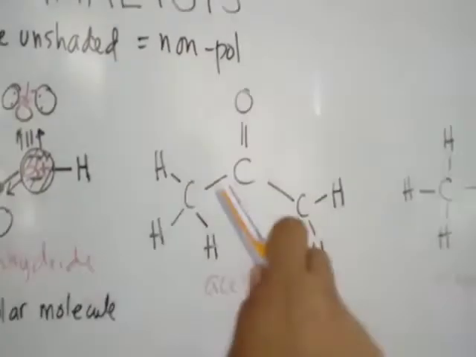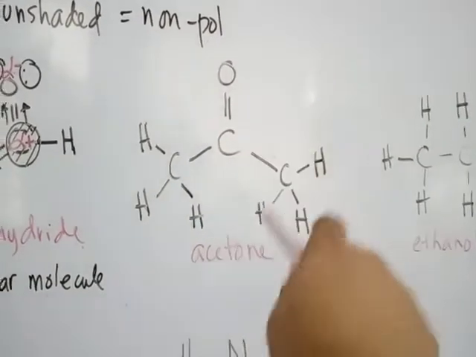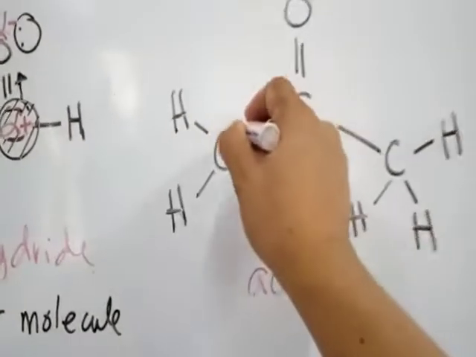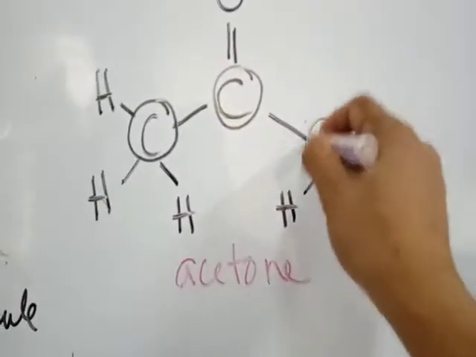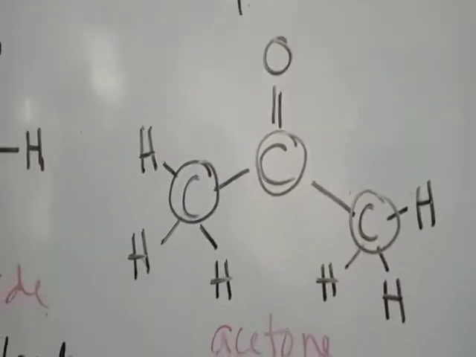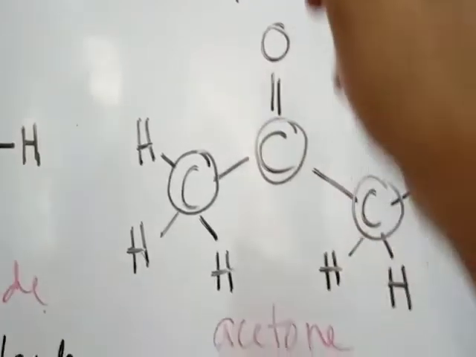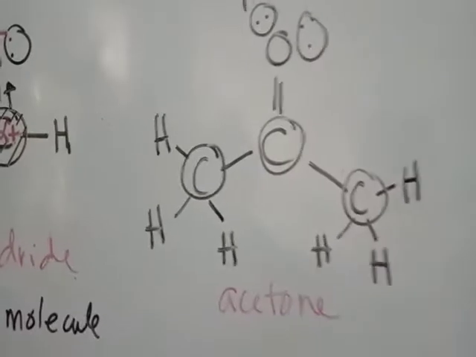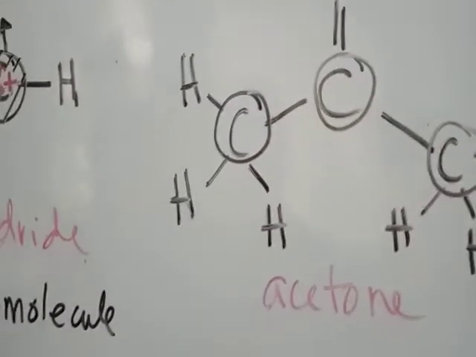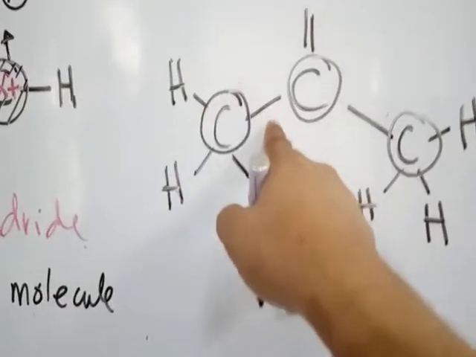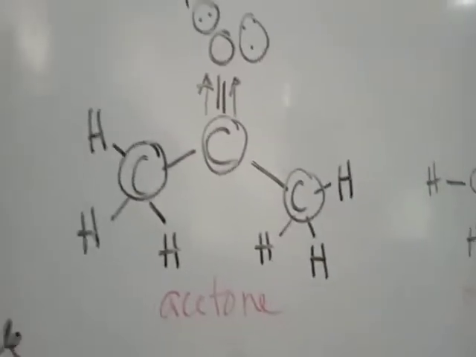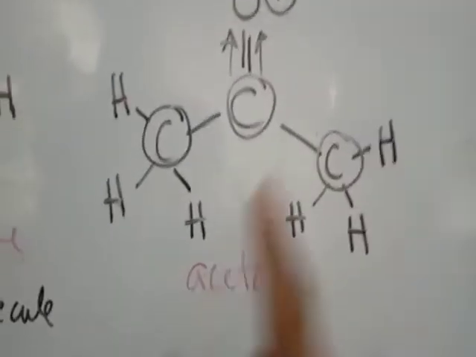The next is acetone, a common substance. So let's shade the central atoms. 1, 2, 3. Let us write the lone pairs. That's 1, that's 2. Okay. How about the dipole moments? This is a non-polar covalent bond, non-polar. So we have this. The polar covalent bonds are this. Next, geometric shape.